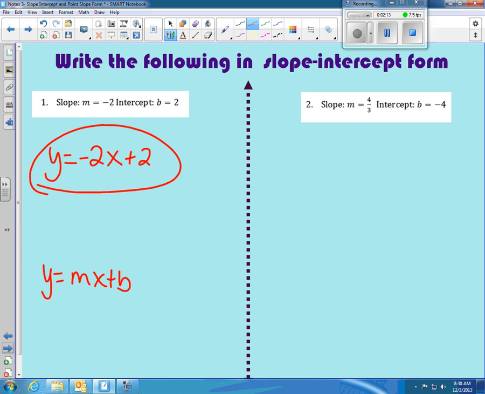Go ahead and let's do number 2. So we end up with y equals 4/3. Yep, slope is a fraction sometimes. X, oh, negative. So we're going to minus 4. And that's our solution.